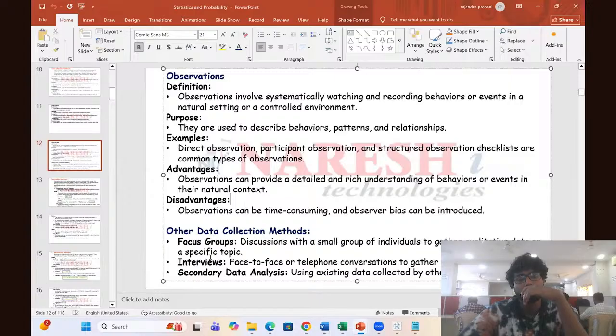And secondary data analysis. See, using existing data collected by some other people for your purpose. That is nothing but secondary data collection. The way we can collect secondary data is textbooks, publications, or Google, TV, movies.